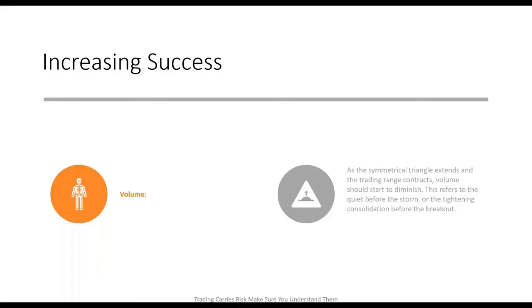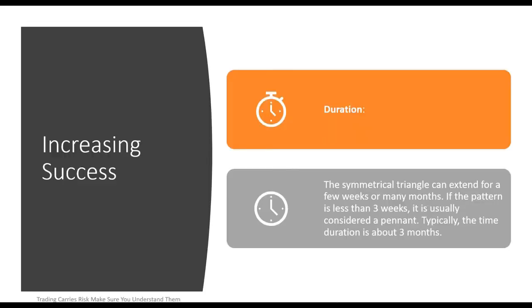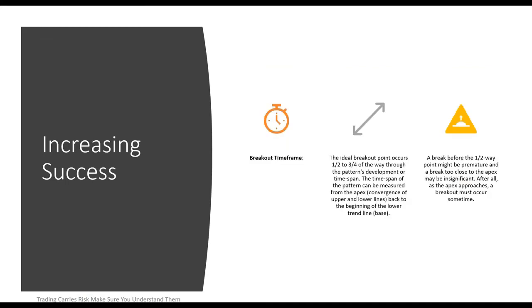Then, of course, and I keep mentioning, we want to watch volume. As a symmetrical triangle extends and the trading range contracts, volume should start to diminish. This refers to the quiet before the storm, or this tightening consolidation before the breakout. Once we get a verifiable breakout, third candle, you should see volume increase. Now, the longer the triangle has taken to form, also the more reliable it is.